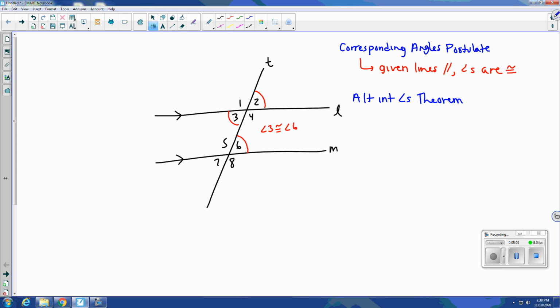So we accept that corresponding angles are congruent when lines are parallel. I use the fact that I also know vertical angles are congruent when lines intersect, and then through the transitive property, we can come up with the idea that alternate interior angles are congruent.